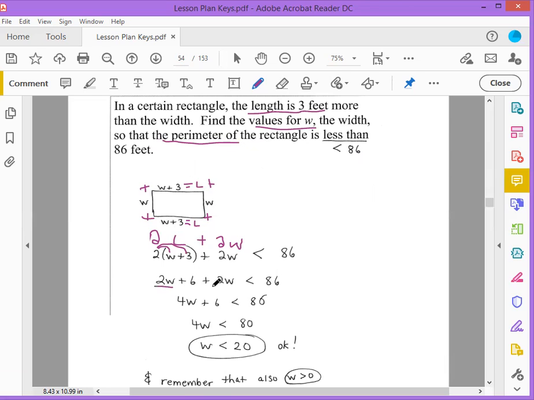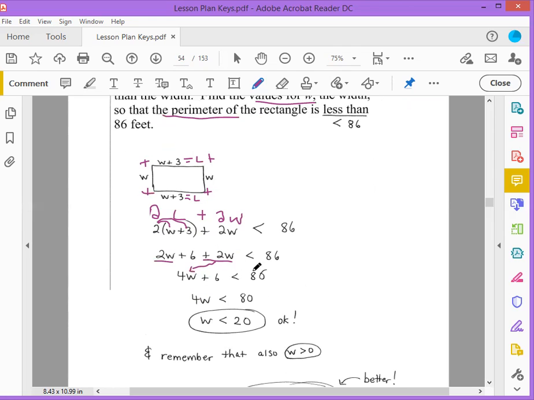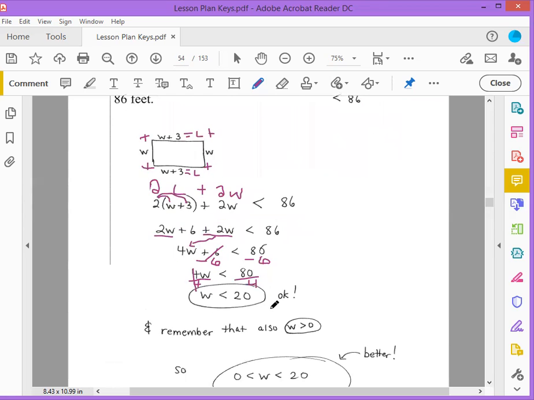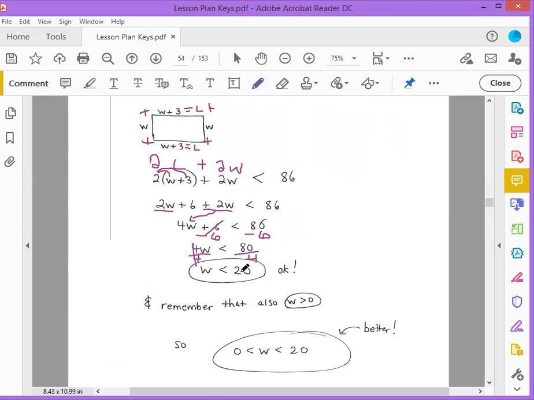We'll combine like terms on the left side. 2w plus 2w gives us 4w. Carry down our plus 6, the less than symbol, and 86. Now we're going to subtract 6 from both sides of this inequality. We'll get 4w on the left side. Less than 86 minus 6 gives us 80. Then lastly, we're going to divide both sides of the inequality by 4. So w is less than 80 divided by 4 gives us 20. So our width is less than 20.